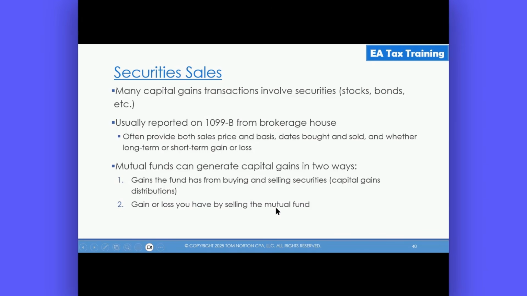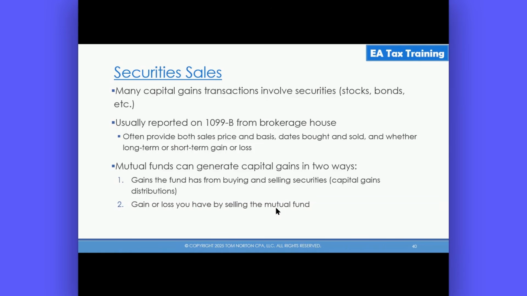Security sales. So as we said in part 1 of the exam, many of the capital gains transactions that we're going to talk about are going to involve securities, stocks, bonds, mutual funds, etc. Those will usually be reported on a 1099-B from a brokerage house, and they will oftentimes provide both the sales price and the basis, the dates they were bought and sold, whether they're long-term or short-term. So the 1099-B usually will give you all of the information you need to fill out the 8949 and the Schedule D. It is important to know that mutual funds can generate capital gains in two different ways.